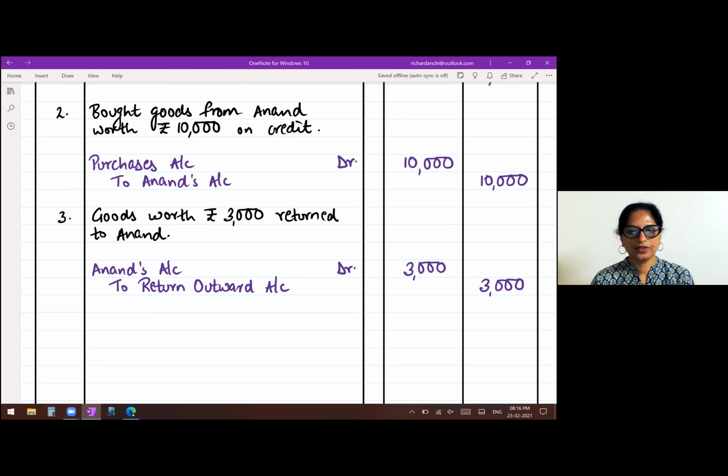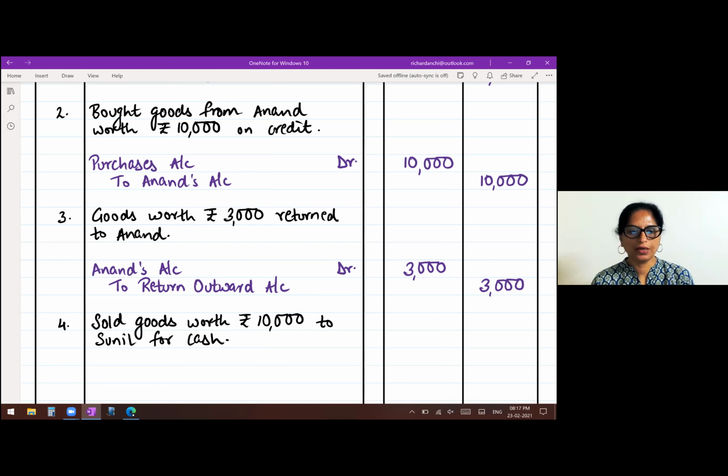So debit part first, credit part second. Credit always begins with the word to. Now we move on to the next transaction. It is sold goods worth rupees 10,000 to Sunil for cash.